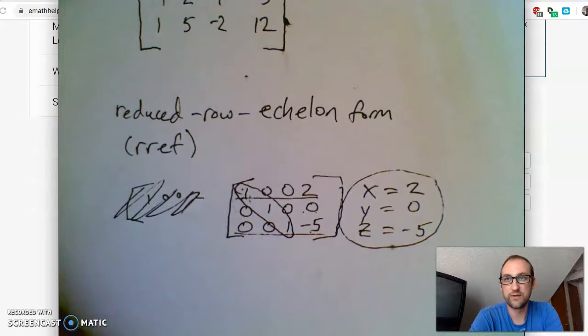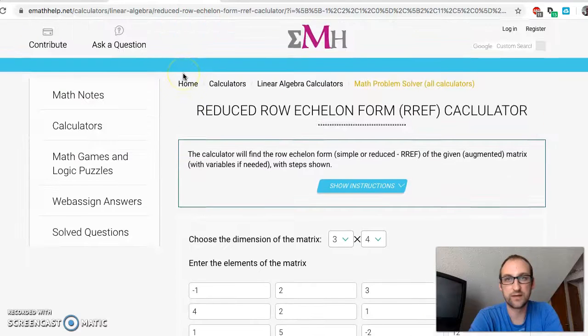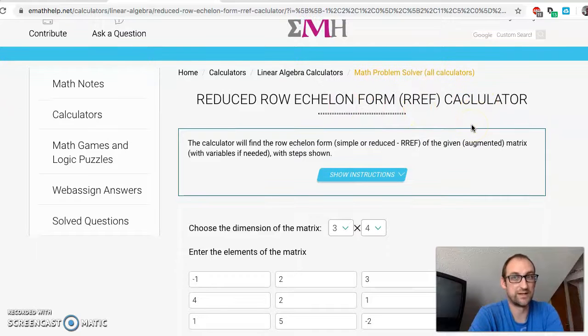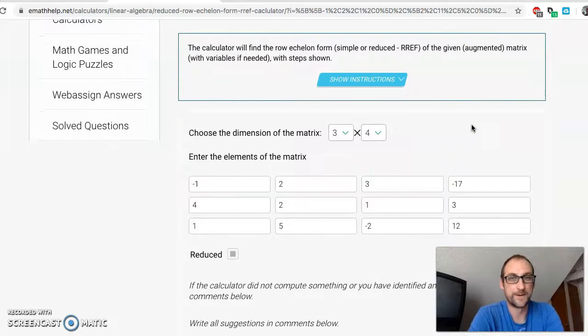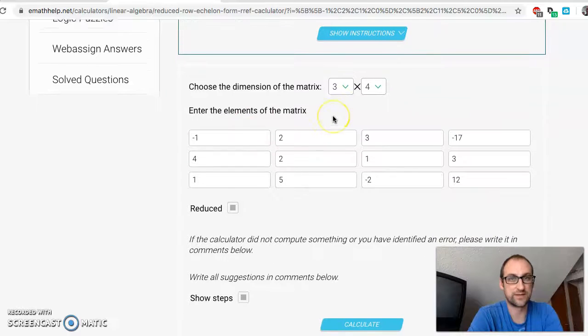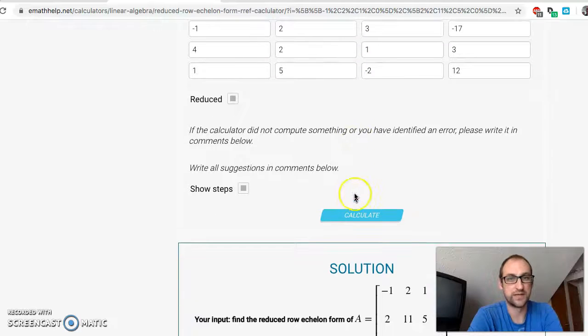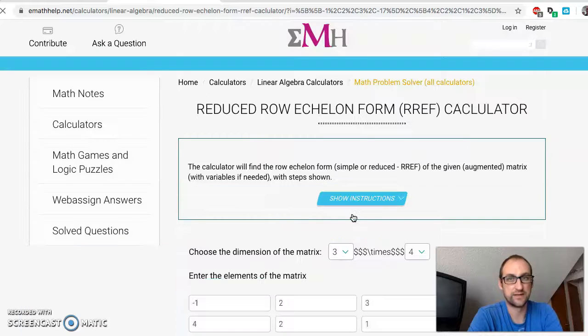So I want to show you real quick. I'm going to attach this on here. This is the website that I think is awesome. It's Reduced Row Echelon Form Calculator online. I'll put this in a link. I typed in the exact same things. I had to type in the 3 and the 4 and then all my coefficients. And then I just hit calculate.